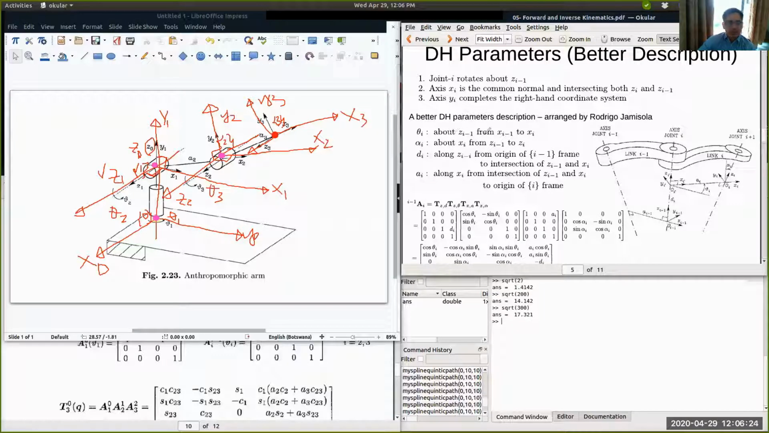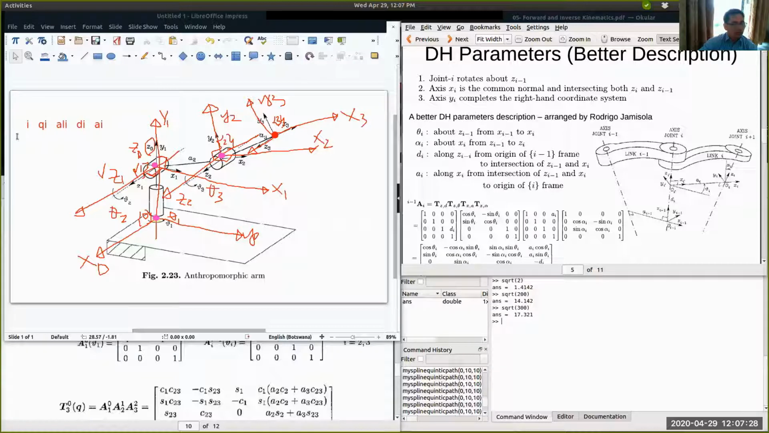Okay, let's have some convention here. We can have a table with theta, or maybe q_i, then alpha_i, then a_i, d_i. Okay, that's the things that we need to identify.